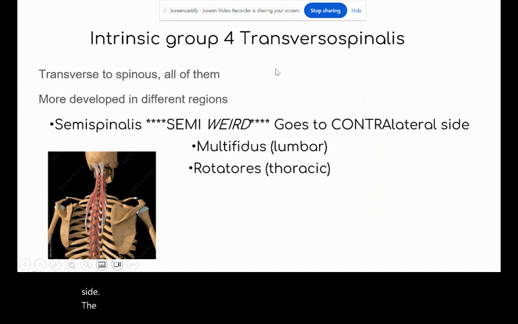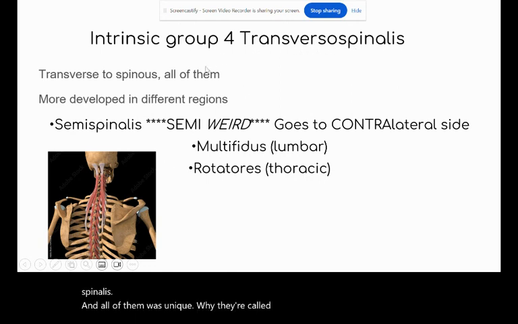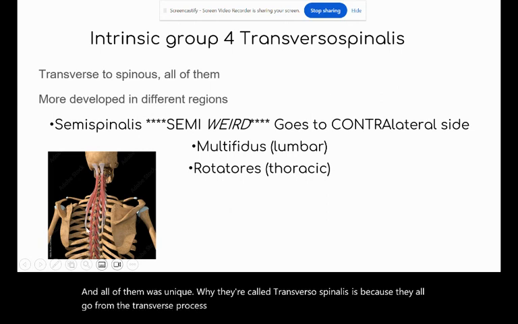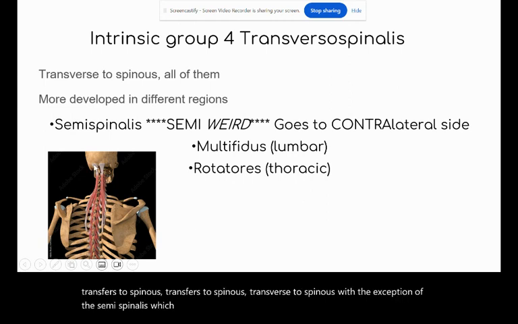The last group of the deep back muscles that he talked about were the transversospinalis. What's unique, and why they're called transversospinalis, is because they all go from the transverse process of one vertebra to the spinous process. So you can see transverse to spinous, transverse to spinous, transverse to spinous, with the exception of the semispinalis, which is semi because it partially attaches to the spine and it partially attaches to the skull. So you have the semispinalis going from the skull down to the spine.